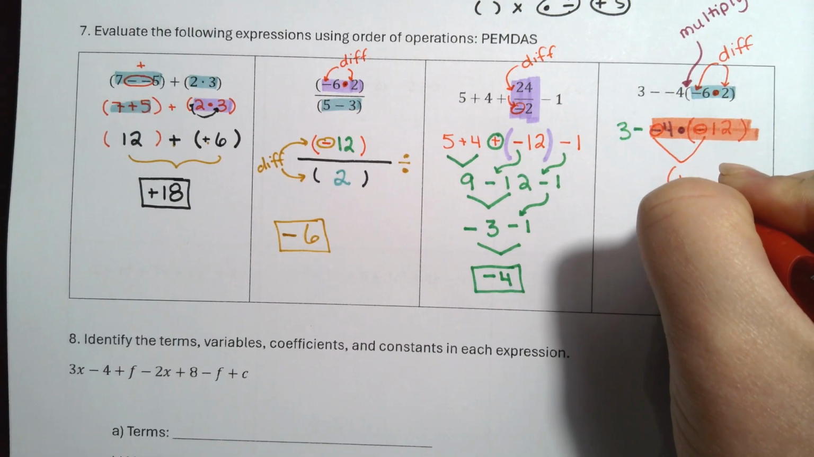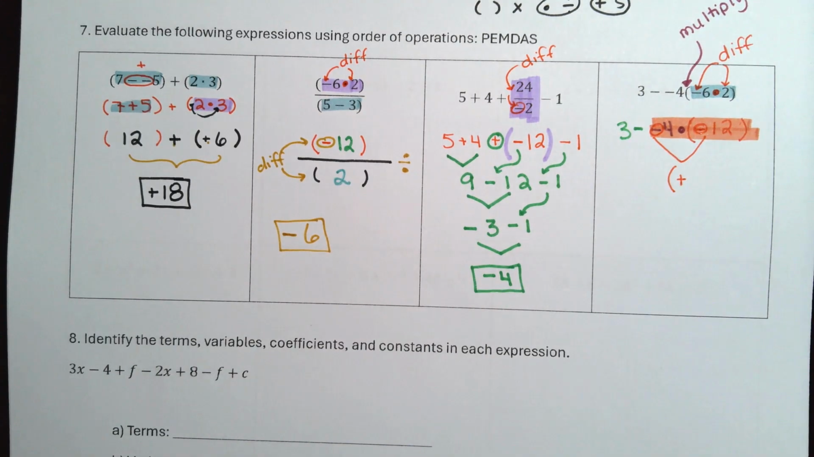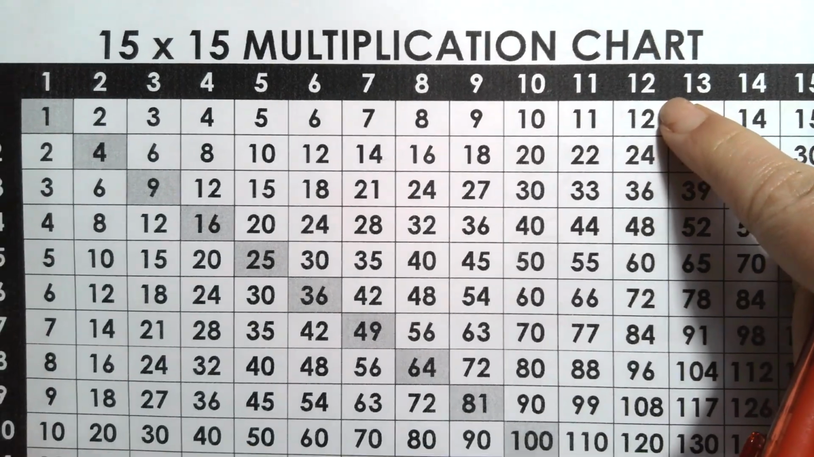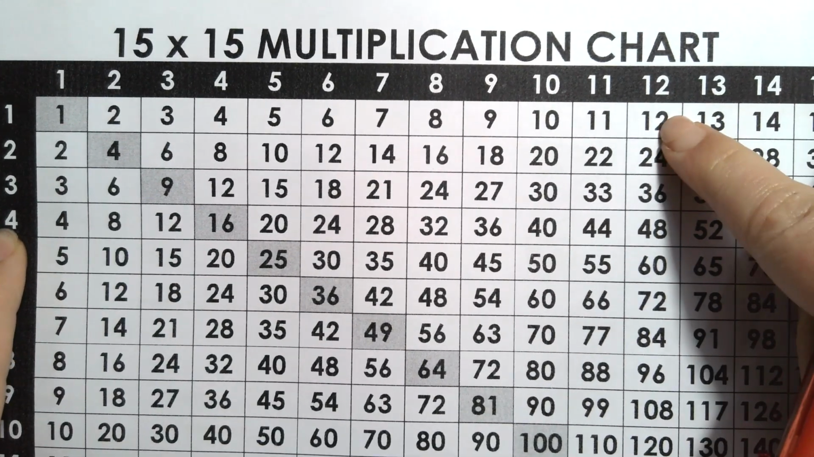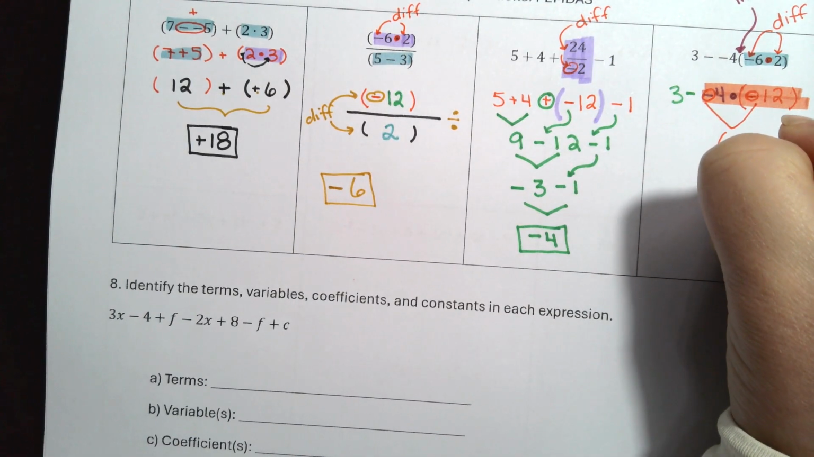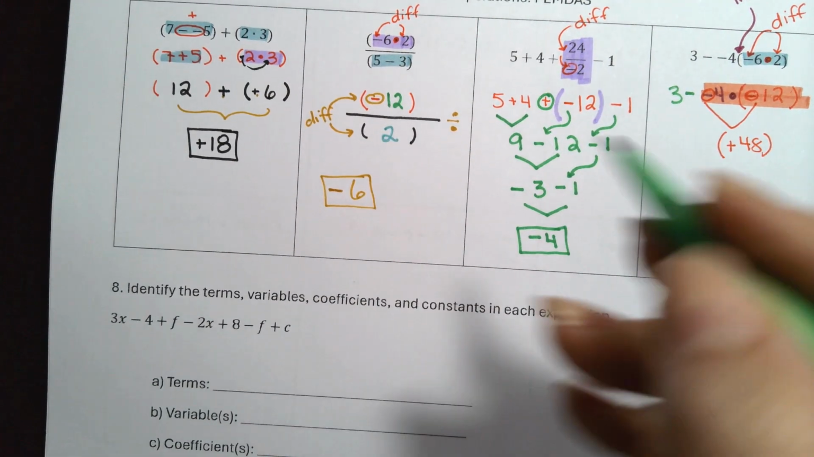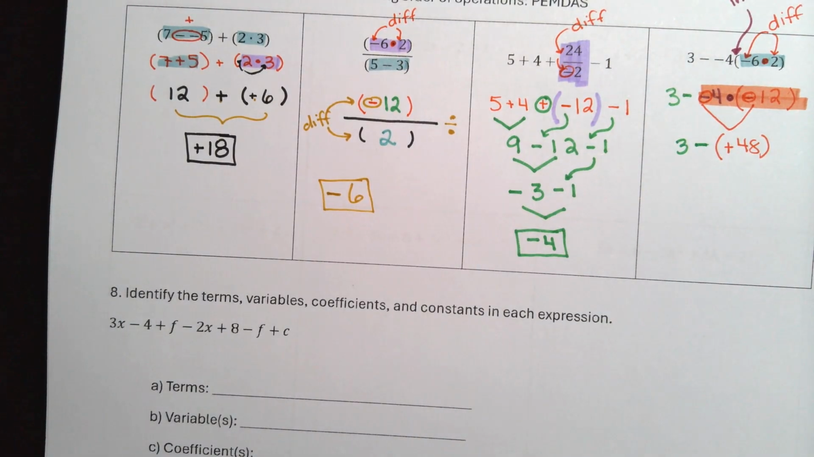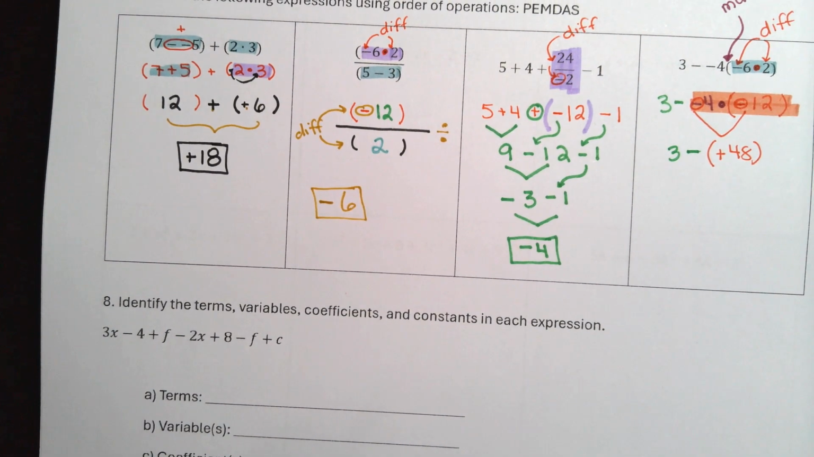I'm going to open this up. 12 times 4, here's 12. Here's 4. 1, 2, 3, 4. 48. Then I can do 3 minus. Okay, so 48 take away 3.